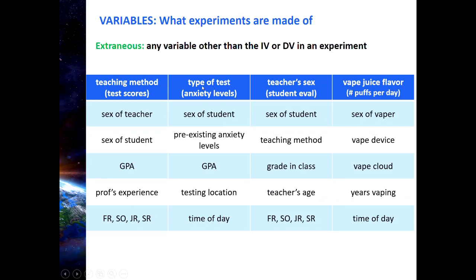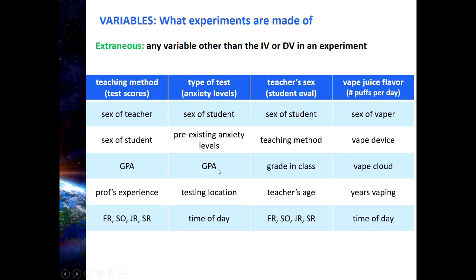What about this one? Again, type of test was our independent variable. Anxiety level was the dependent variable. And then we have all of these. So all of these variables could exist in the study, and they could be present. Again, some of them are repeated from over here, like sex of the student. What about pre-existing anxiety levels, right? So we're looking at anxiety levels during a test, but what about pre-existing levels? So some people are just generally anxious to begin with.